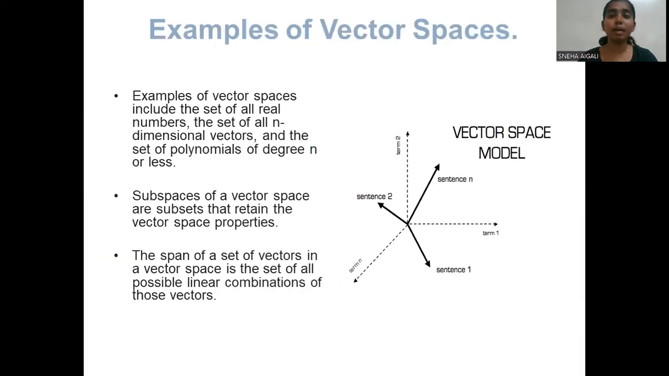Now next we have examples of vector spaces. Examples of vector spaces include the set of all real numbers, the set of all n-dimensional vectors, and the set of polynomials of degree n or less. The subspaces of a vector space are subsets that retain the vector space properties. Now the last one is the span of a set of vectors in a vector space, which is the set of all possible linear combinations of those vectors.